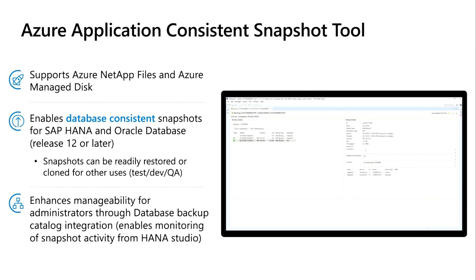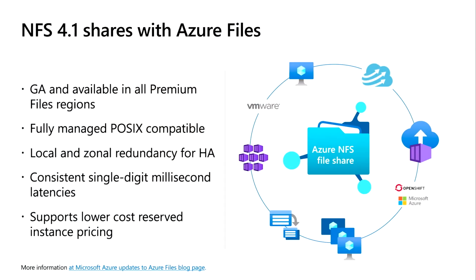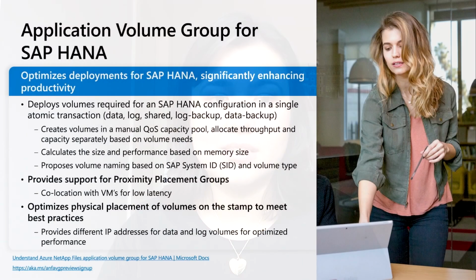Another scenario for SAP is apps. You can use Azure NetApp Files or Azure Files. Azure Files' latest release, NFS 4.1, satisfies most application requirements, and especially with zone redundant storage capability, application developers can feel confident that their data is replicated across zones and protected against zonal failures without having to manage any additional data protection for zonal failures.